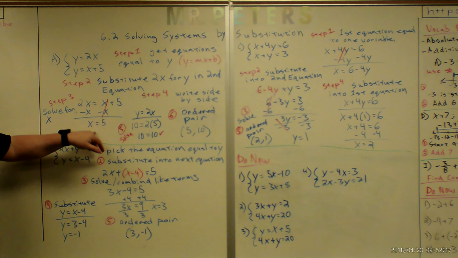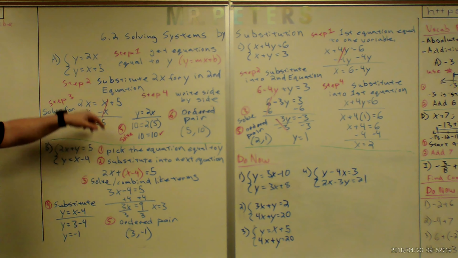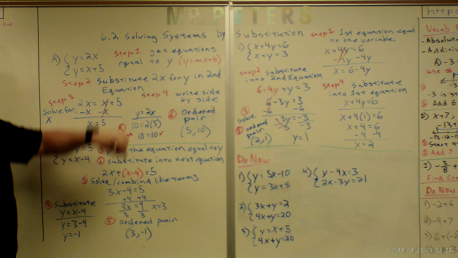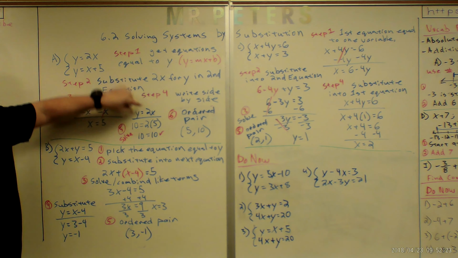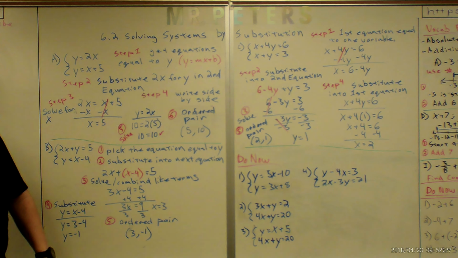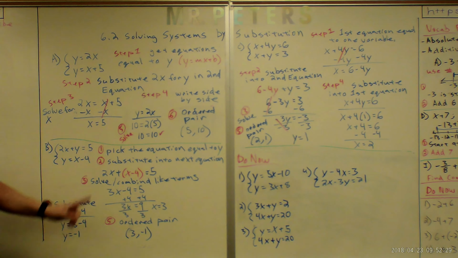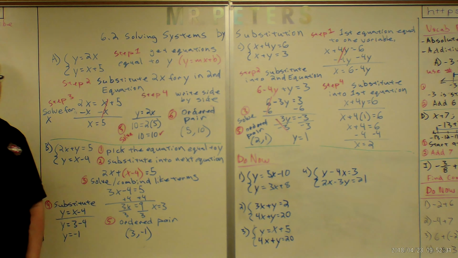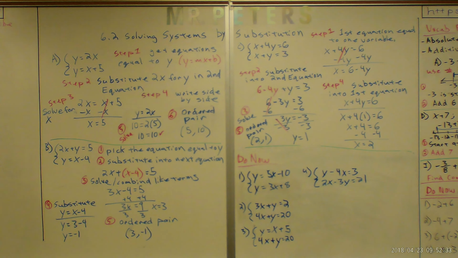Once we solve for that variable, we go back to the first equation and we plug it in. So we have 2x equals y. If our x is 5, 5 times 2 is 10, we're done. 10 equals 10. So we have an ordered pair, right? We have an x, we have a y, we're done. Notice how this one's easier? Any questions on this?